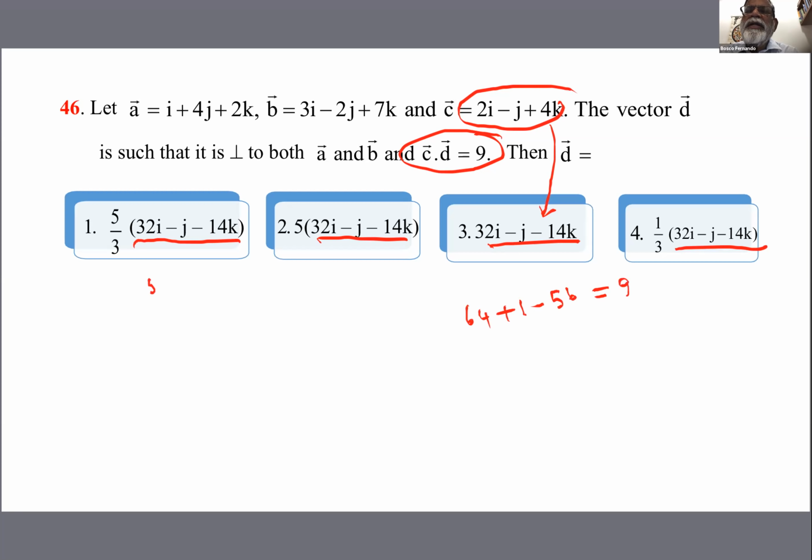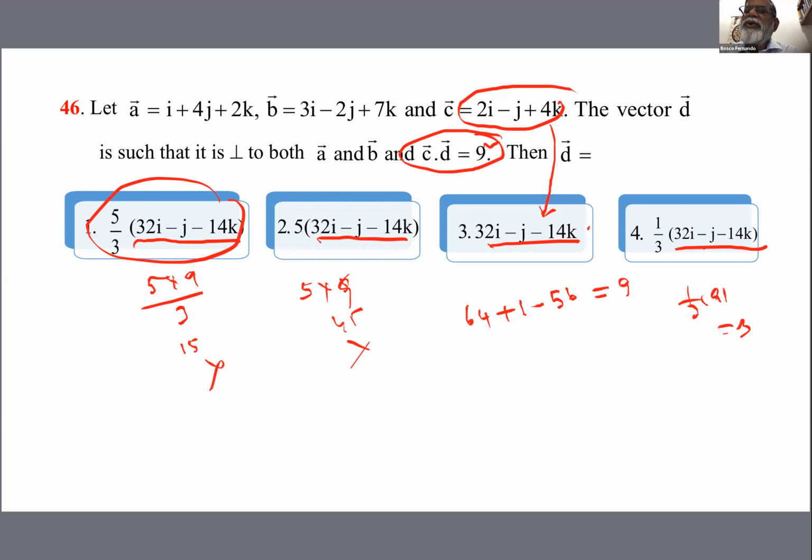So for this vector, if this is the correct option, it is 5 into 9 by 3, that is 15, but it is 9. If that is the case, 5 into 9, 45, that is not the case. This is the case, 1/3 of 9, that is 3, that is not the case. So you can go from the answer. Because of the alternatives given there, we are able to guess, oh, it is not necessary to find A cross B, because A cross B will be along 32I minus J minus 14K.